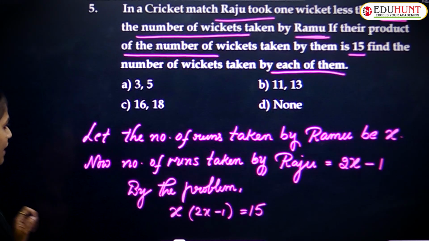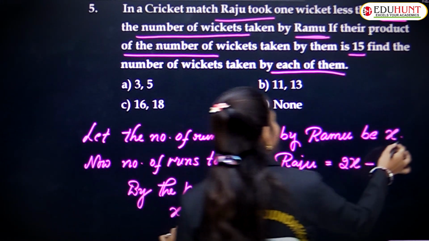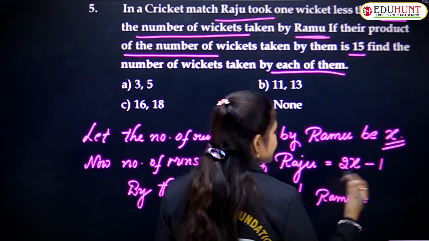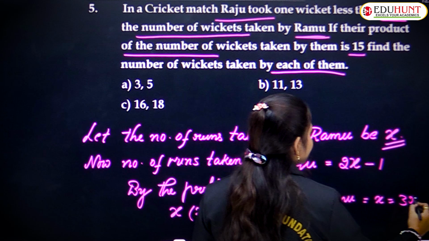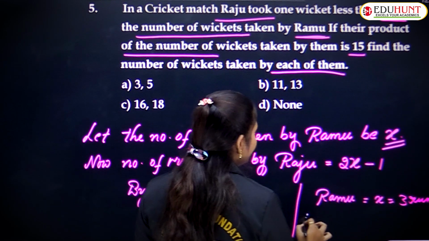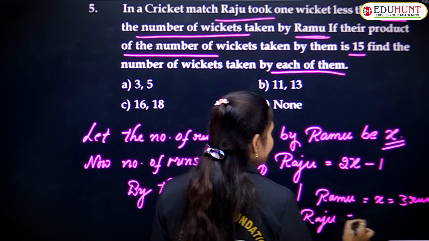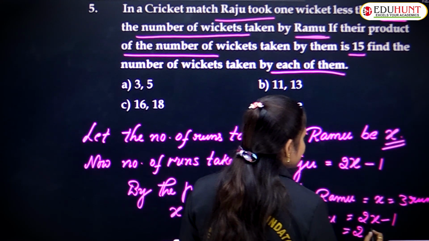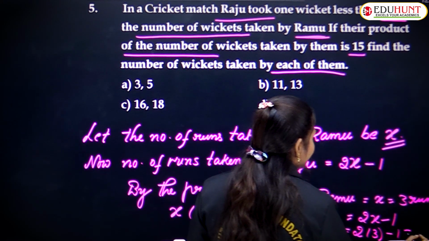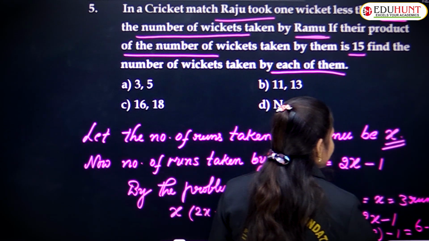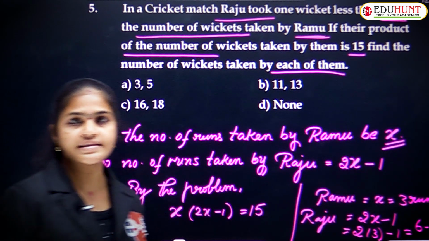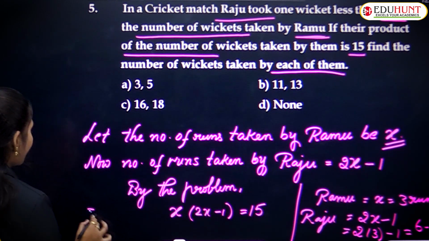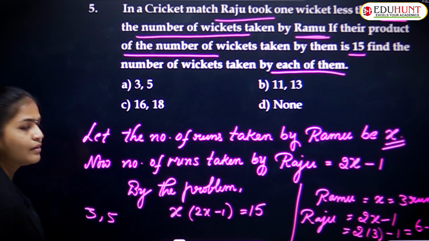So children, just observe that here x means the number of runs taken by Ramu. So finally, how many runs did Ramu take? x is equal to 3 runs. Now the number of runs taken by Raju. What is the expression for him? That is 2x minus 1, which is equal to 2 into 3 minus 1. So 2 threes are 6 minus 1, which is equal to 5. Understand? So what are the values here? 3 and 5.